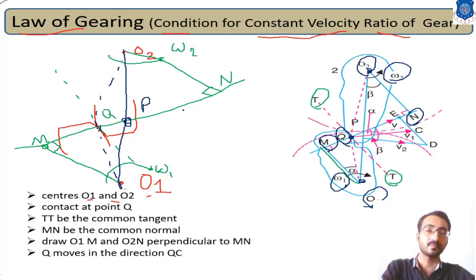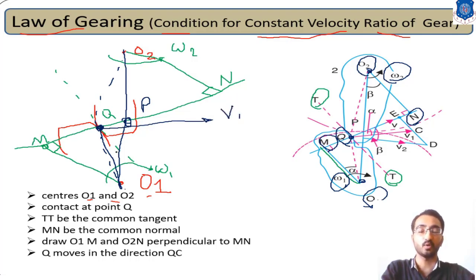Okay, now while transmitting power, we are aware that the velocity will always be perpendicular to this point. If you consider point Q over here and want to find the linear velocity, then the linear velocity of point Q with respect to this O1 line will always be perpendicular to it. Let's consider that as velocity V1 of point Q.